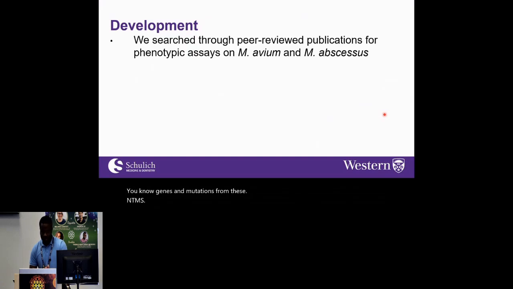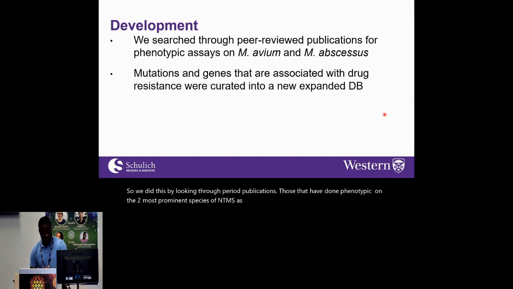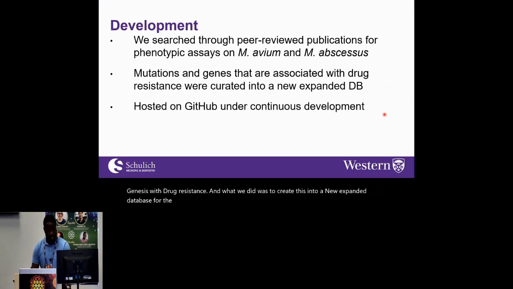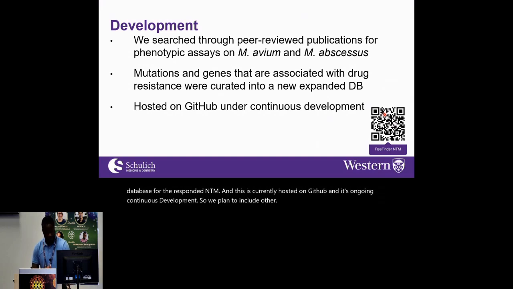So we did this by looking through peer-reviewed publications, those that have done phenotypic assays on the two most prominent species of NTMs, avium and abscessus. And we looked at mutations in genes that are associated with drug resistance. And what we did was to curate this into a new expanded database for the ResFinder NTM. And this is currently hosted on GitHub, and it's undergoing continuous development. So we plan to include other clinically relevant NTMs into this. So if you're interested in trying this out, you can look at the QR code here on the screen.